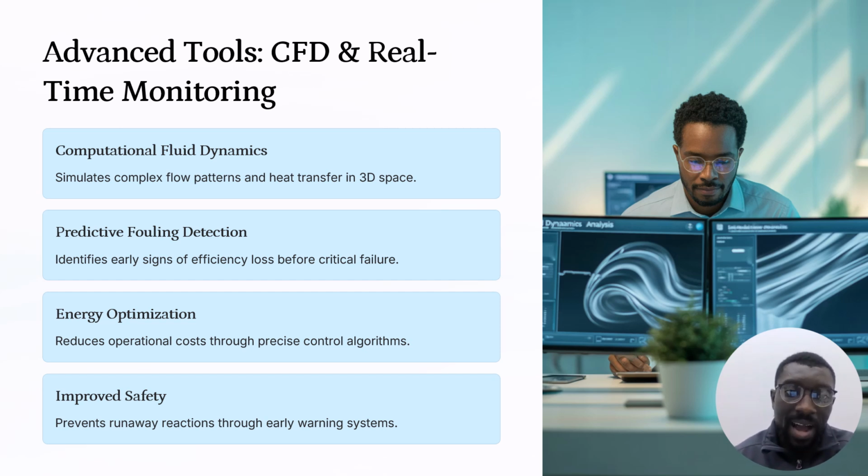And then we also have the energy optimization. Why? Because we want to reduce the operational cost through a precise control algorithm, because energy costs money. If we don't reduce the operational cost, then it will be costly. And also for safety purposes, to prevent runaway reaction through an early warning system.